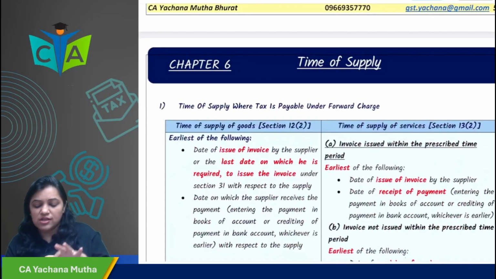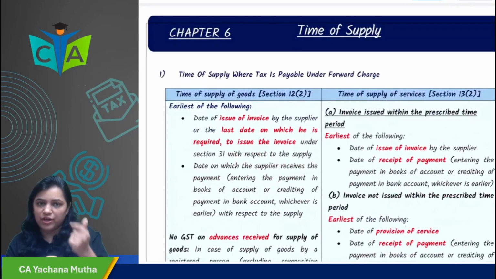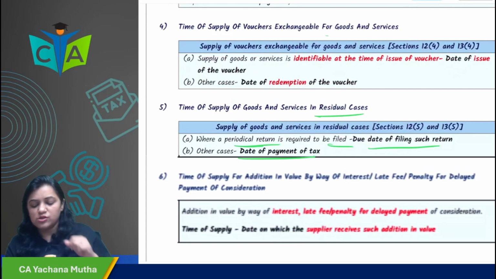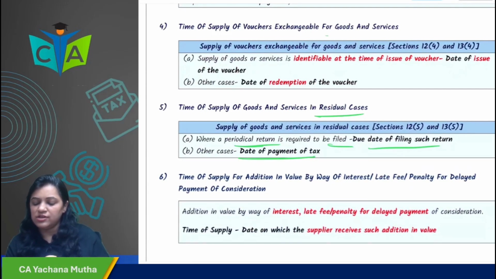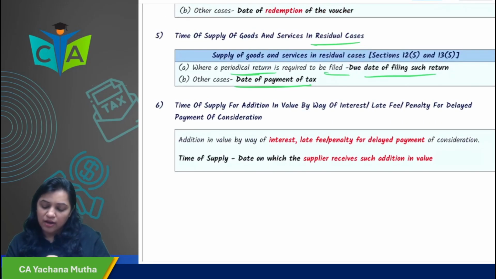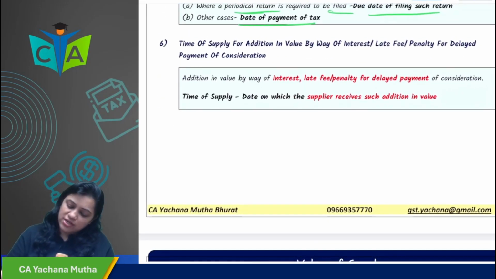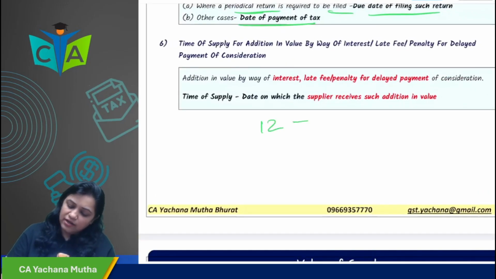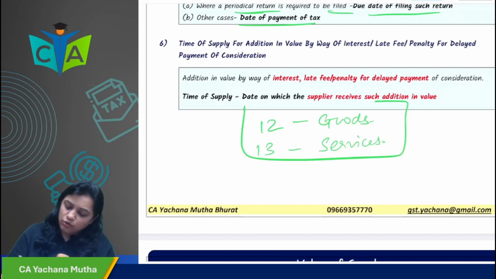Okay, so this is the chapter on time of supply. We have very quickly revised forward charge, reverse charge, then vouchers, residuary cases, and interest, late fee, penalty for delayed payment of consideration. There are 2 sections we have to see here: section 12, regarding time of supply of goods, and section 13, regarding time of supply of services. I hope it is clear.